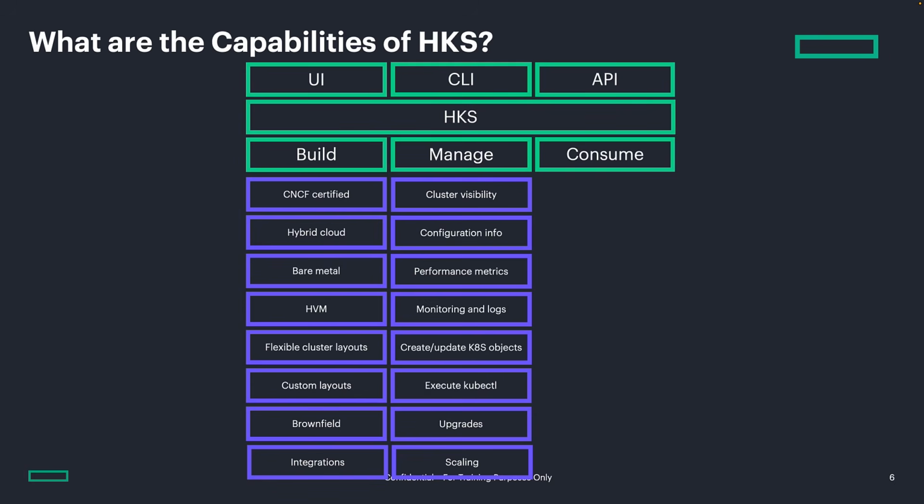Upgrades of HKS are automated. New cluster layouts with updated Kubernetes versions are included in the HPE Morpheus Enterprise releases. To upgrade, simply select the desired layout in HKS and the platform handles the process.